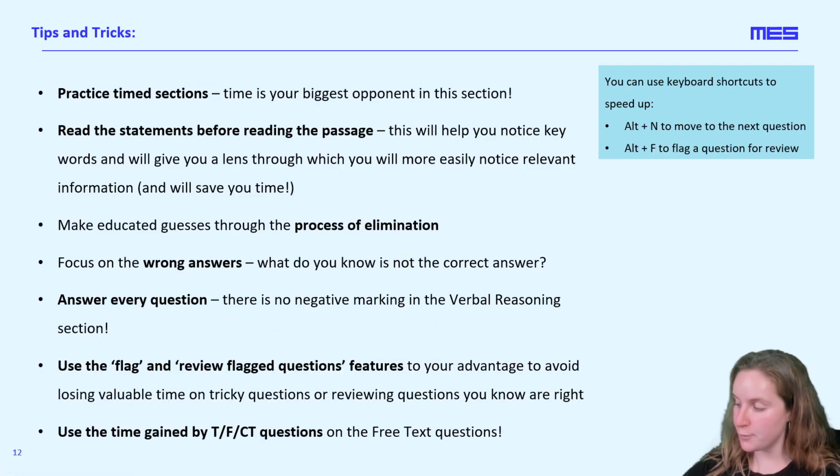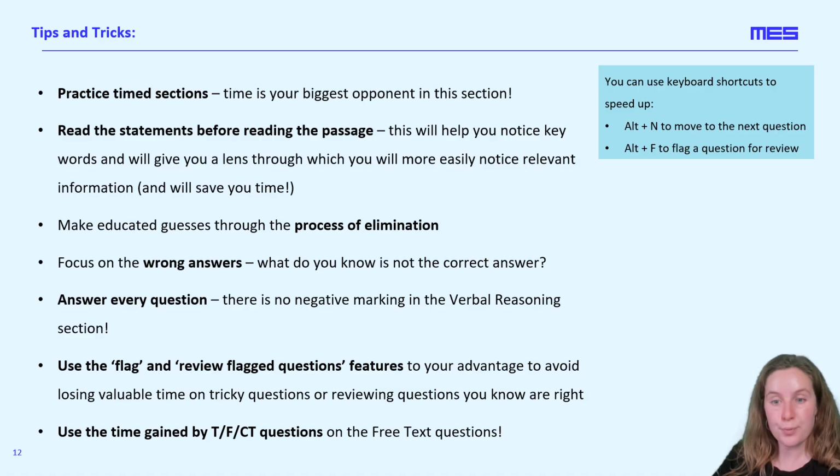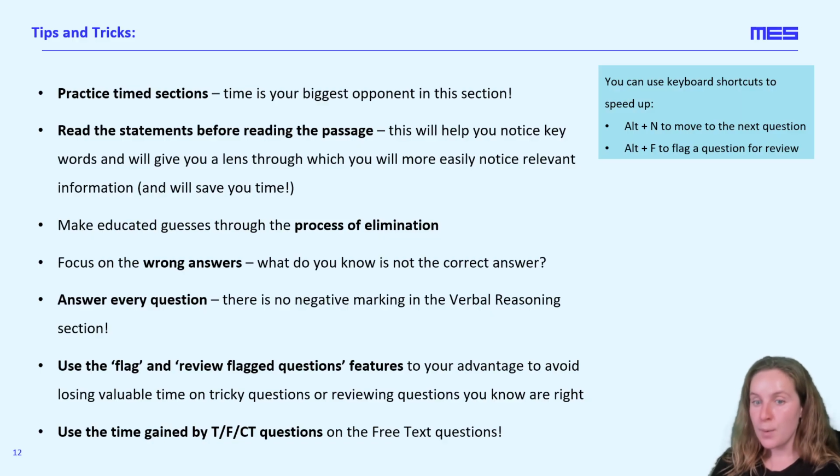Some tips and tricks for this section. You'll want to practice timed sessions. You need to get into the habit of operating in timed conditions so that you get used to how quick these timings are. You want to read the statements before reading the passage. This will help you notice keywords and give you a lens through which the information you are looking for will stand out to you more, and that will save you time. You need to make educated guesses through the process of elimination. So you need to cross out the ones you know are wrong and then work through which ones you think could be right.